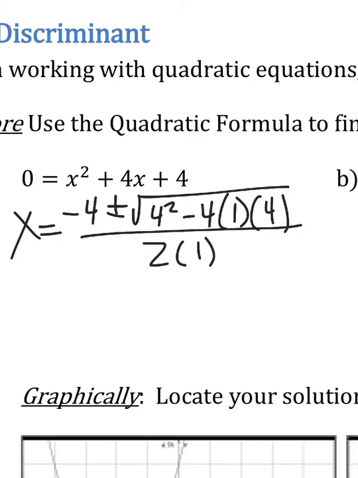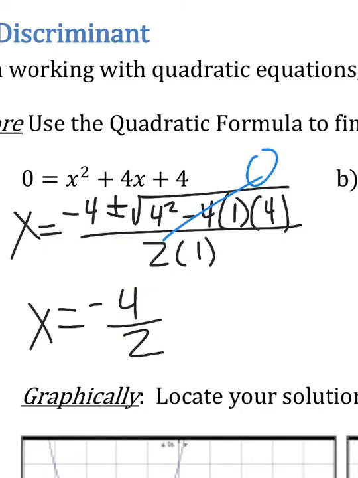What does that inside become? 0, right? 16 minus 4 times 4, that's 0, right? So this is just x equals, and this whole bit here becomes 0. So this is just negative 4 over 2. You guys agree? The 0 goes away. Negative 4 over 2. One solution.